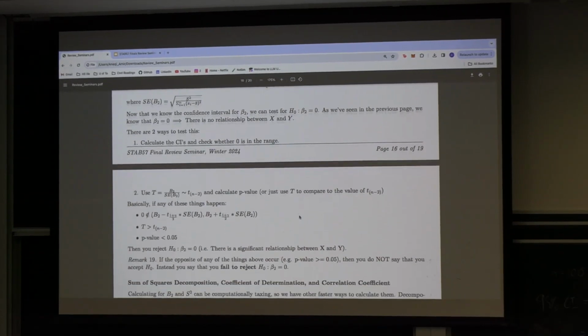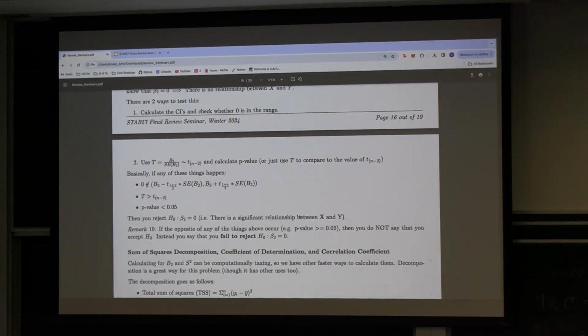So how can we test this? There are two ways to do it. One simple, but I don't think it's fully correct way, is to calculate the CIs and then check whether 0 is in the range of the CIs. I don't think that's robust, but that's something that's been discussed in the course. The other, more robust way is to calculate the test statistic t, which is equal to B2 divided by its standard error.